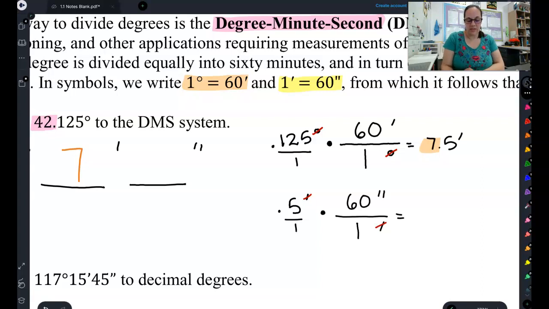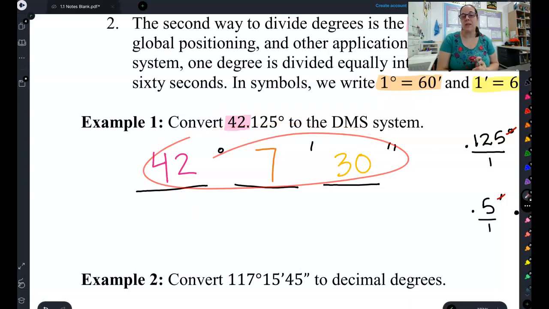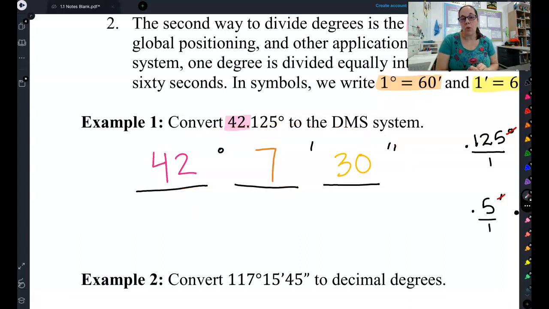So 0.5 times 60 is 30. And seconds is all I have left. So that is my seconds. So essentially what we're saying is 42.125 degrees. This decimal degrees is the same thing as 42 degrees, 7 minutes, 30 seconds. That is the same amount of minute rotation. This just allows the instruments in the plane to measure it more accurately to get you where you want to go, to make these tiny itty-bitty adjustments in the air so that they land in the airport they're supposed to.